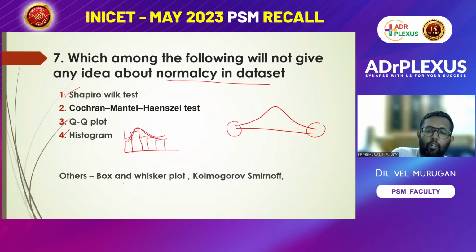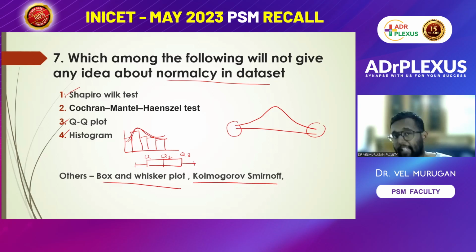Then the other thing is the box and whisker plot. It can also tell. If it is centrally placed, with Q1, Q2, Q3 in the interquartile range, it is normally distributed. Then there is another thing called the Kolmogorov-Smirnov test. So these all can tell whether the data is normally distributed or not.